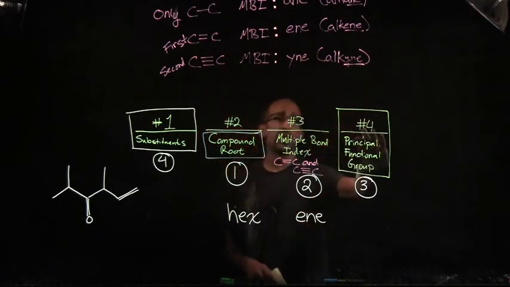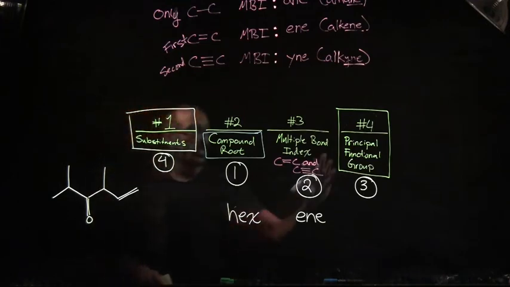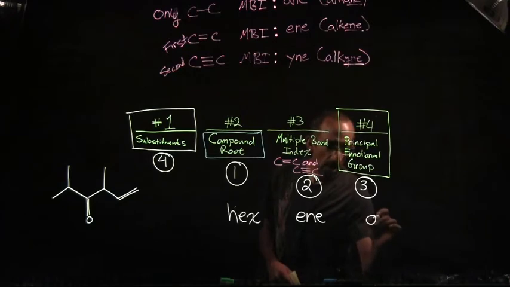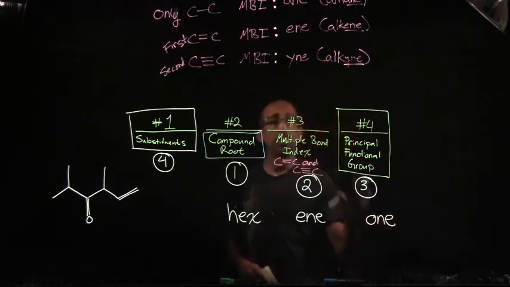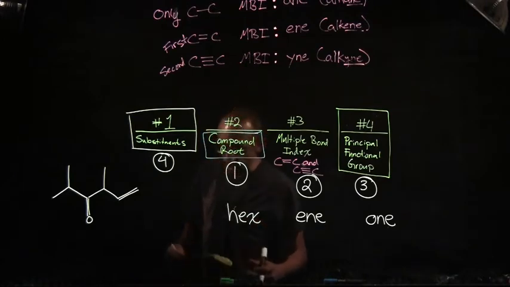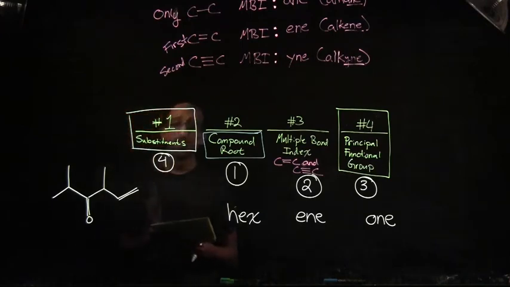Our highest ranked functional group, our principal functional group, is going to be the ketone here. And so the suffix for ketones is going to be -one. Again, you can find those suffixes in table 1.1 in your textbook or in the handout that I've provided. And so finally, all that's left for us to do is to determine numbering of the substituents.